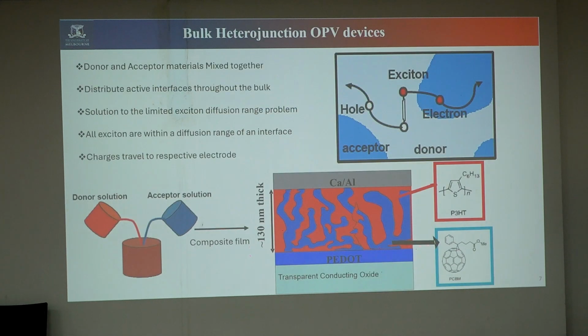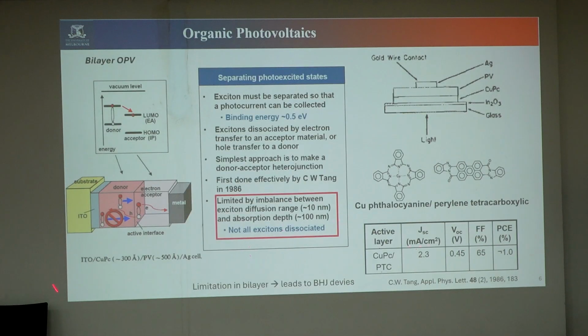So the next thing is, because this bilayer has this limitation, if we can make a device with the junctions close to each other, then we can efficiently dissociate the electron. That's why this single heterojunction concept was replaced by the bulk heterojunction. Bulk means just heterojunction, but many heterojunctions together, that's called bulk.